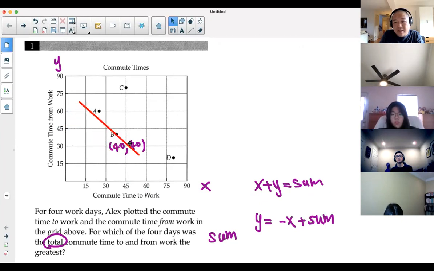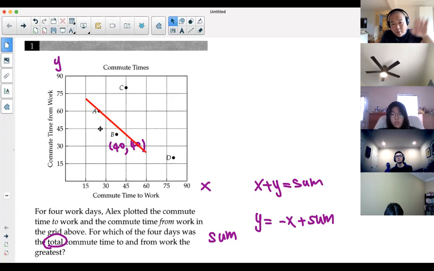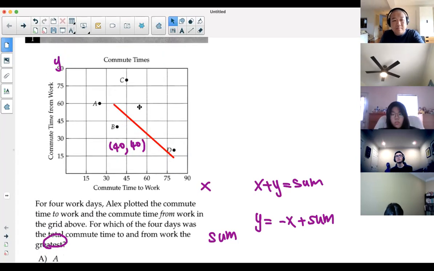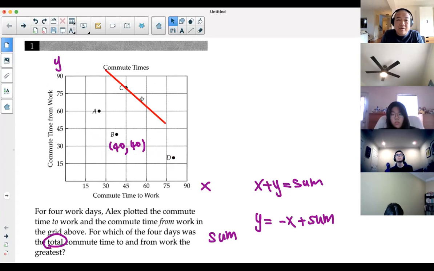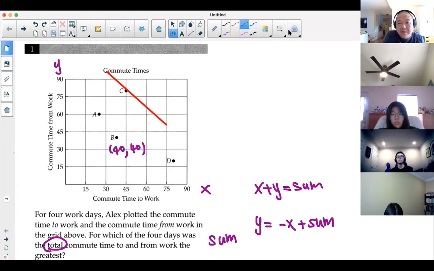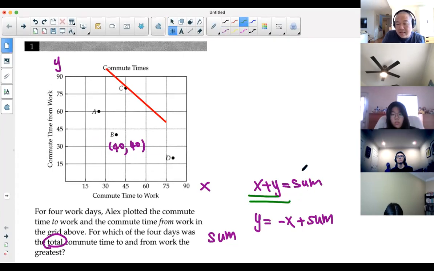B is the smallest one, isn't it? And then after that it's A, because you know why? The y-intercept keeps on increasing. And how about this one? When I drew the line D, C is even above that. No wonder C has the highest sum by simply analyzing the picture with y equals negative x, or the way that I prefer is y plus x equals the sum.